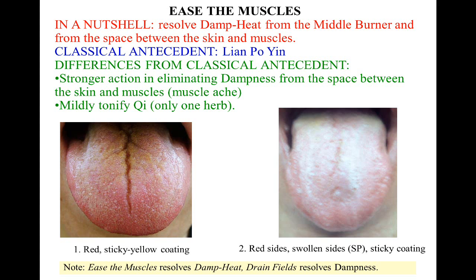And you would see it on the tongue. The tongue doesn't have to be red itself, the tongue body, but you would see the damp heat mostly in the coating being sticky and yellow. So this is The Muscles, and the previous remedy, Drain Fields, are equivalent. They're both for dampness. The Muscles is with heat, Drain Fields without heat.